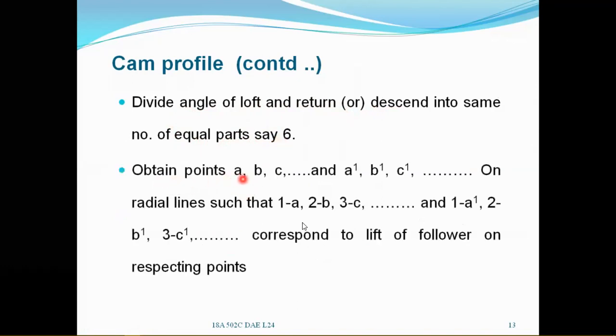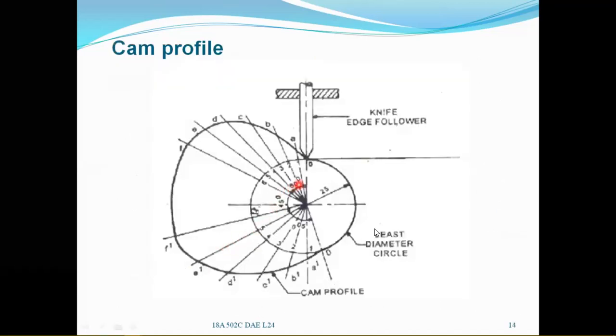And obtain points A, B, C, etc., and A dash, B dash, C dash, etc., on radial lines such as 1A, 2B, 3C, and similarly 1A dash, 2B dash, 3C dash, etc., corresponding to the lift of the follower at the respective points. So here is the displacement diagram.